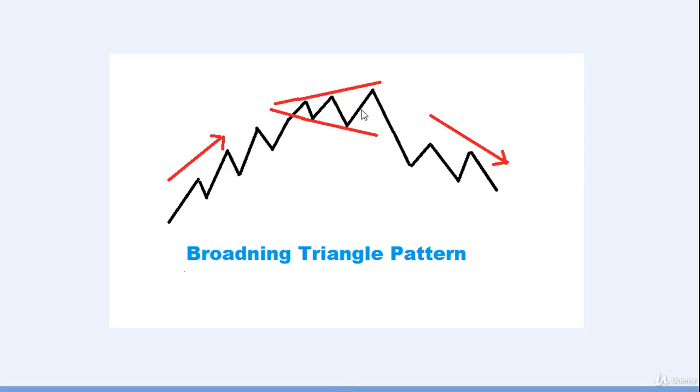The peaks can be 3 or 4 in some cases. The peaks are higher than the other and lows are lower than the other. When we get a breakout on lower trend line, we can make our short sell position with the stop loss at the top of this last peak.